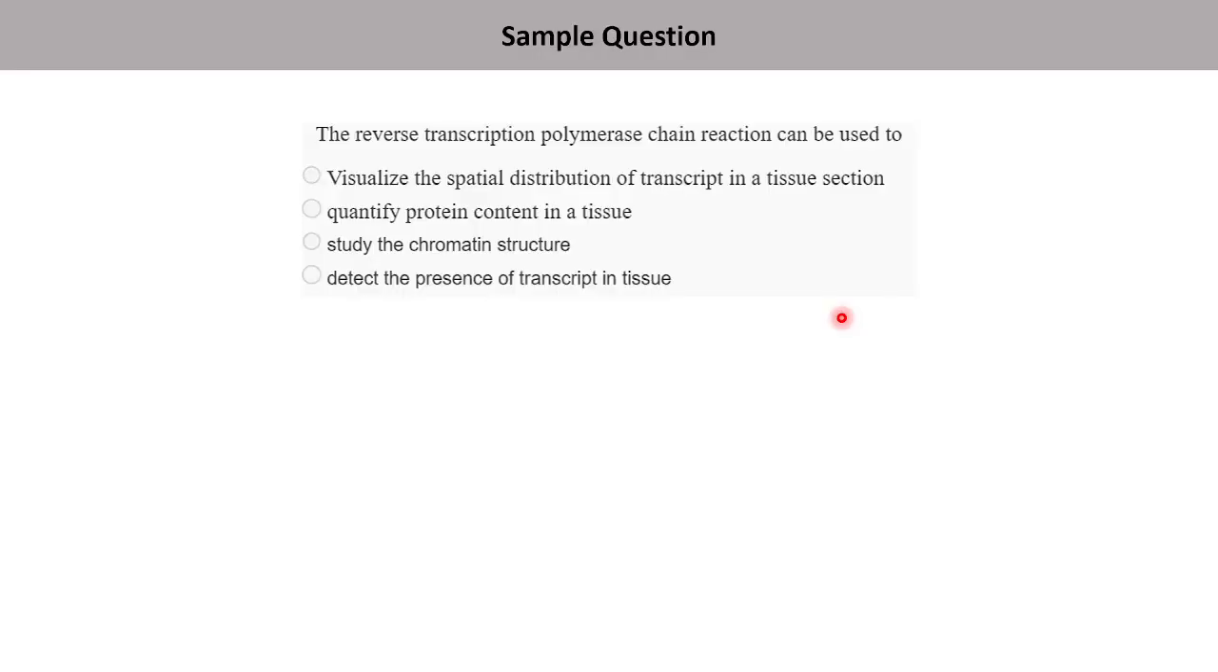The reverse transcription polymerase chain reaction can be used to visualize spatial distribution of transcript in tissue section, quantify protein content in a tissue, study the chromatin structure, and detect the presence of transcript in a tissue. I'll give you 2 minutes. Please read the question, understand. And if you know the answer, please go ahead.